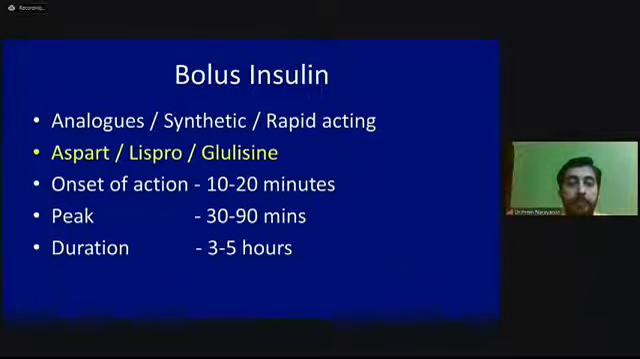The next category of bolus insulin is the analogues, the synthetic or rapid acting bolus insulins, which come under the names aspart, lispro, and glulisine. The advantage is a faster onset of action in 10 to 20 minutes, peak action at 30 to 90 minutes, and the total duration is less compared to human insulin, only 3 to 5 hours.